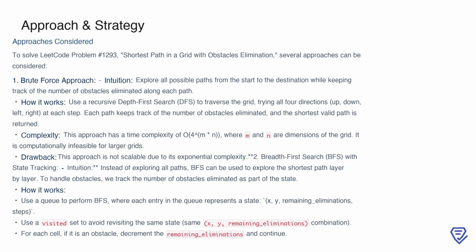However, the major drawback here is the exponential time complexity, which grows as O(4^(m*n)) for a grid of dimensions m by n. This makes it impractical for larger grids.